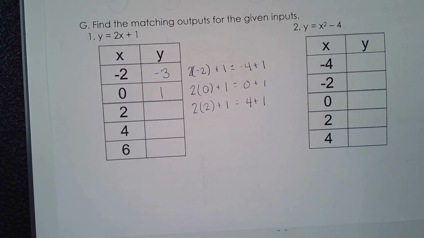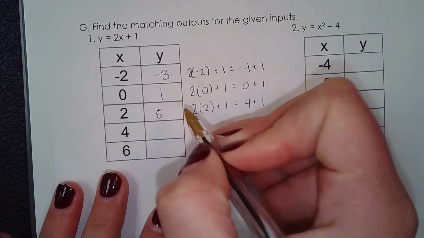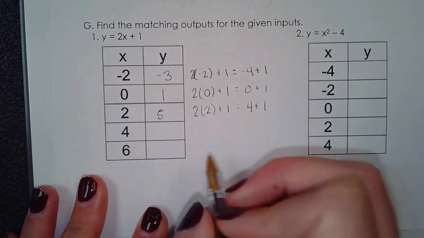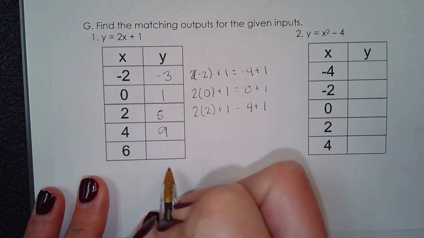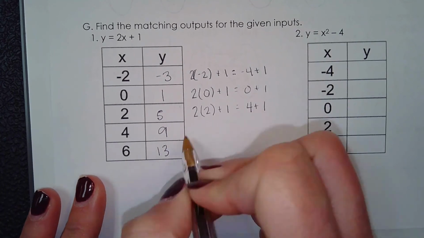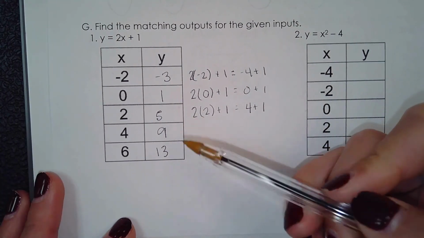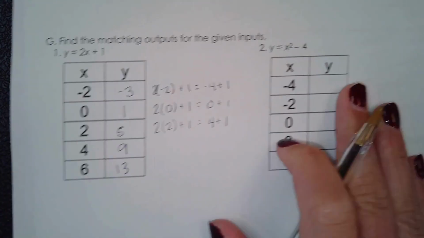Alright, so when we plug in a -2, what do we get out? Oh, positive number. 5. When you plug in a 4, what do you get? 9. When you plug in 6, 13. Do we need to go over either of those? We're all good? Okay, for the next one, you've got a different function.